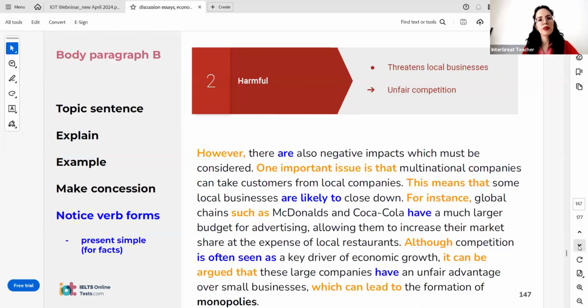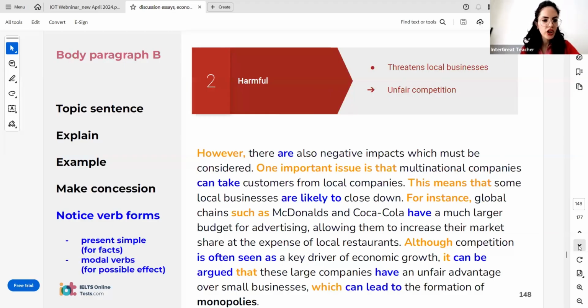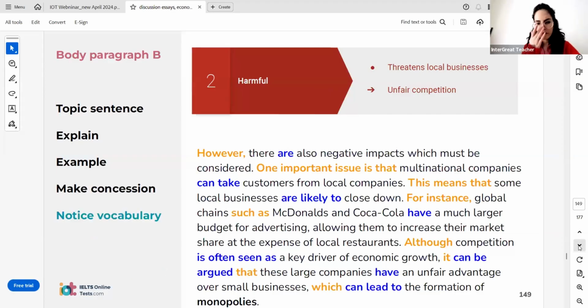I've used simple present to describe facts, such as are likely, is often seen, which is also passive, and have. Modal verbs for possible effect, because I cannot be sure about everything. So it can, let's say, take customers from local companies, can lead to the formation of monopolies. I cannot be sure. Can be argued. It's always a good idea to use modal verbs to have variety in your grammar.